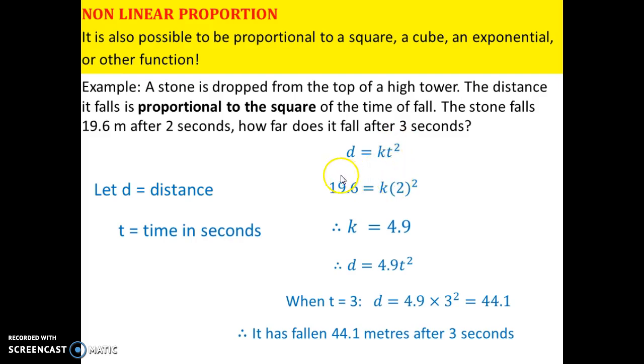Because it says it takes 19.6 meters to go the 2 seconds, that is our 4 times k, so dividing the 19.6 by 4, you get 4.9. Putting that back into the equation up here, this is our formula then. And then you can find any missing parts of a question given one of the variables. So this one's asking for when time equals 3, so you substitute the 3 in for t, and you get 44.1 meters. So it's fallen 44.1 meters after 3 seconds.